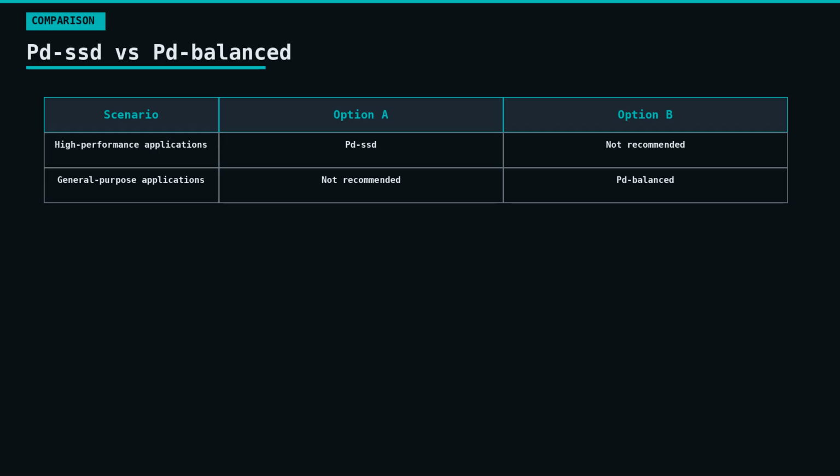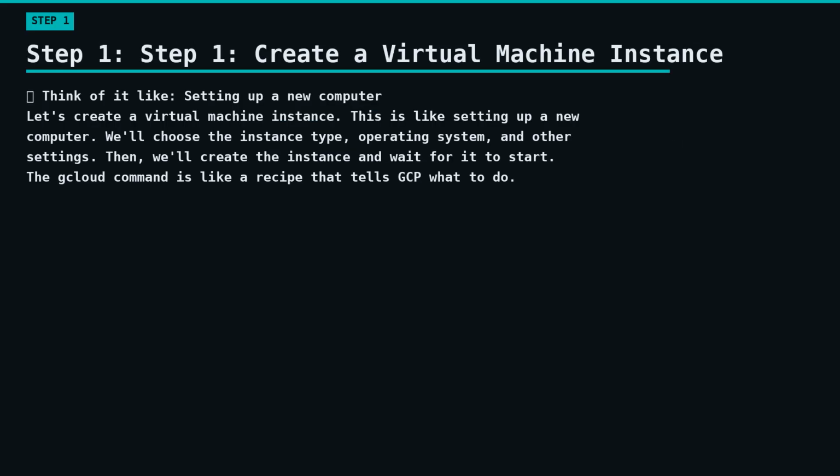Let's create a virtual machine instance. This is like setting up a new computer. We'll choose the instance type, operating system, and other settings. Then, we'll create the instance and wait for it to start. The cloud command is like a recipe that tells GCP what to do.